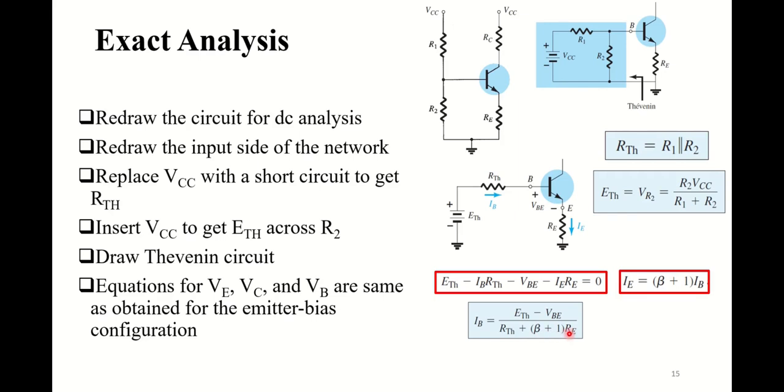The method to get the equation for VCE is the same as before, that gives us VCE is equal to VCC minus IC into RC plus RE. So the whole goal of this slide was to discuss how we can calculate the equation for IB and the equation for VCE for the voltage divider configuration by using the exact analysis.